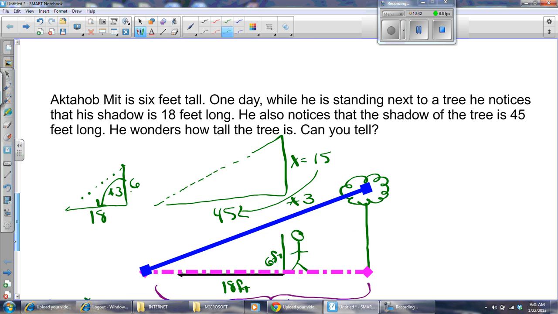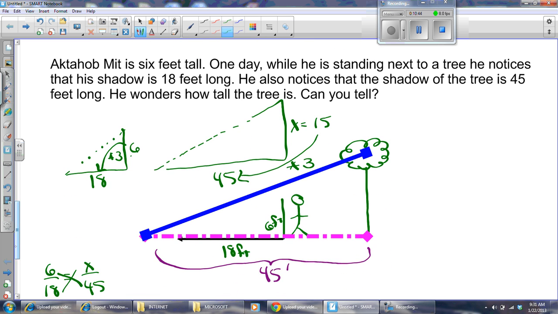And then finally, we did a story problem. And I know some of you think story problems are difficult, but actually the story problem was pretty simple, wasn't it? We drew a picture of our friend Mit, we drew a picture of the tree, we showed how long the shadow was, and we said, hey, we've got similar triangles. And because of that, we were able to figure out how tall the tree was. So in this case, the tree is 15 feet tall.